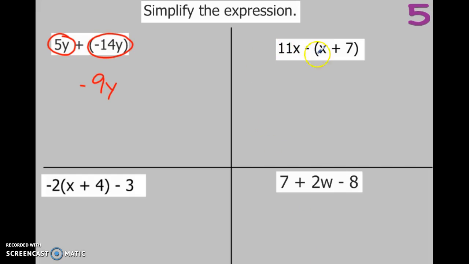This next one, we do have to distribute because this is really a -1. So if we multiply that -1 times x, that's really -1x. Then -1 times 7 is -7. So we really have 11x minus 1x minus 7. But we can combine our like terms here. 11 minus 1 is 10x. So our answer is 10x minus 7.